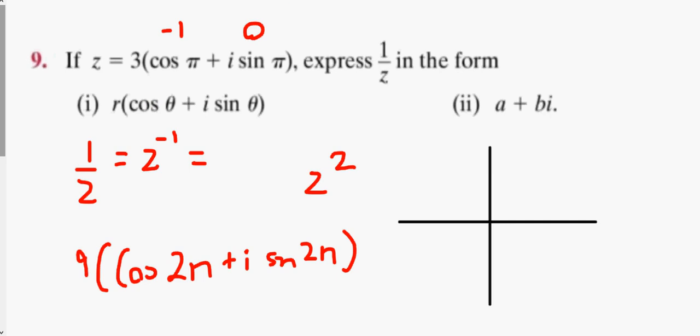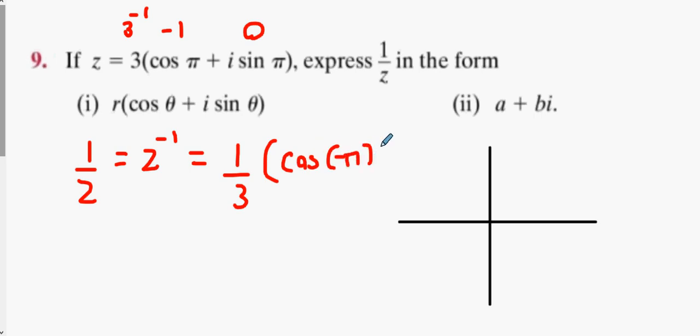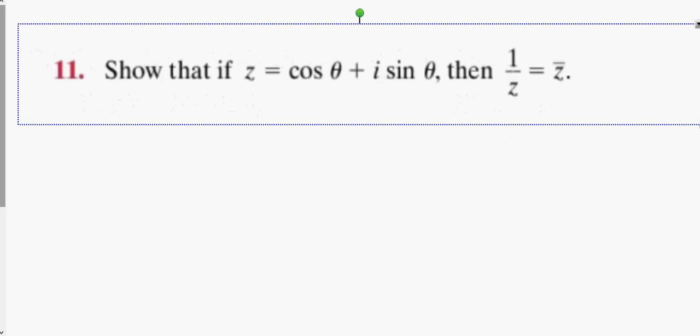And Jamie used the same logic for minus 1. So you're going to say it's 3 to the power minus 1, which is 1 over 3. And then you multiply the minus 1 by the angle, so he's going to get cos minus pi plus I sine minus pi. Is that your answer? Yeah. Same thing. Perfect. We both used De Moivre's theorem.